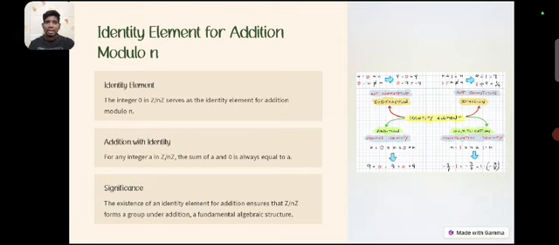Now let us come to the identity element for addition modulo n. Identity element. The integer 0 in Z/nZ serves as the identity element for addition modulo n. Addition with identity. For any integer a in Z/nZ, the sum of a and 0 is always equal to a. Significance. The existence of an identity element for addition ensures that Z/nZ forms a group under addition, a fundamental algebraic structure.